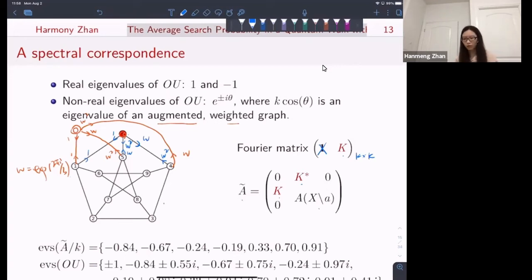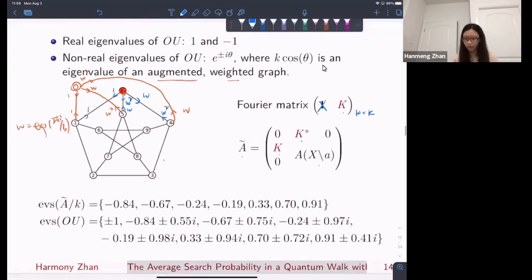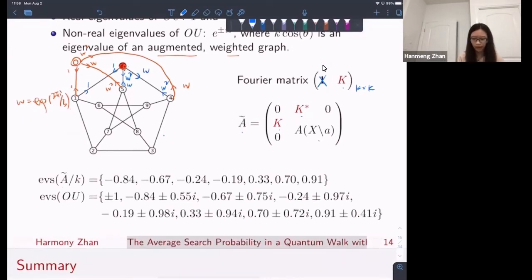Okay, so why does this graph help? Well, if you compute the eigenvalues of A tilde and divide all those numbers by the valency of the original graph, then you will see this. And they are somehow related to the eigenvalues of the big matrix. So this is a list of eigenvalues of U. We see plus minus 1, which is as expected. And we see some complex eigenvalues in conjugate pairs. But now all the real parts are exactly the eigenvalues of that smaller matrix, right?